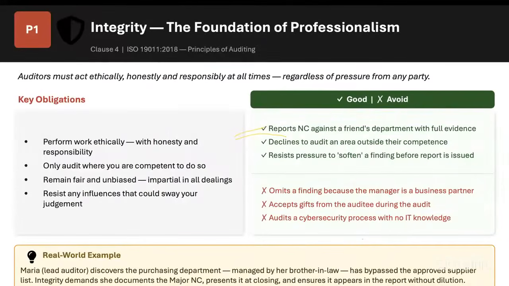So today, we'll be looking at each of those principles one after the other. We're going to be looking at integrity first. Integrity is the foundation of professionalism. This is according to clause 4 of the guideline. Integrity means an auditor must act ethically, honestly, and responsibly at all times, regardless of pressure from any party.